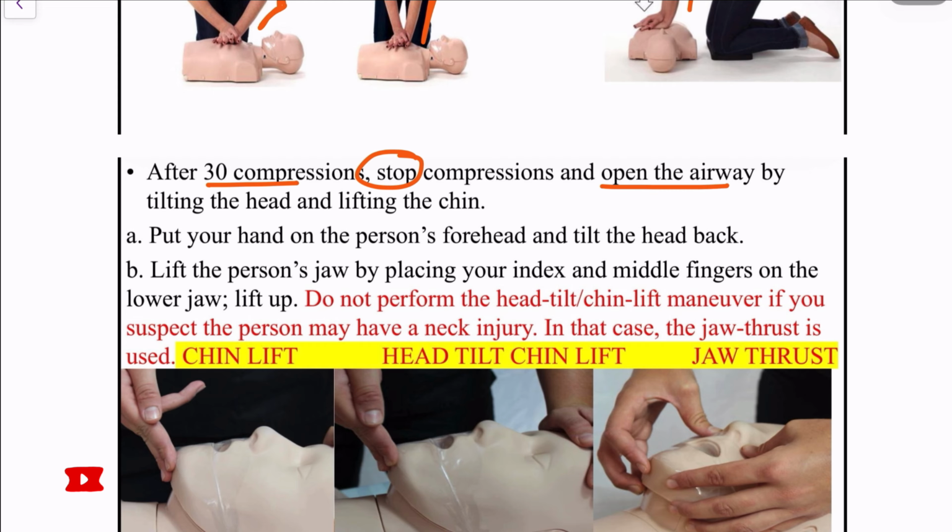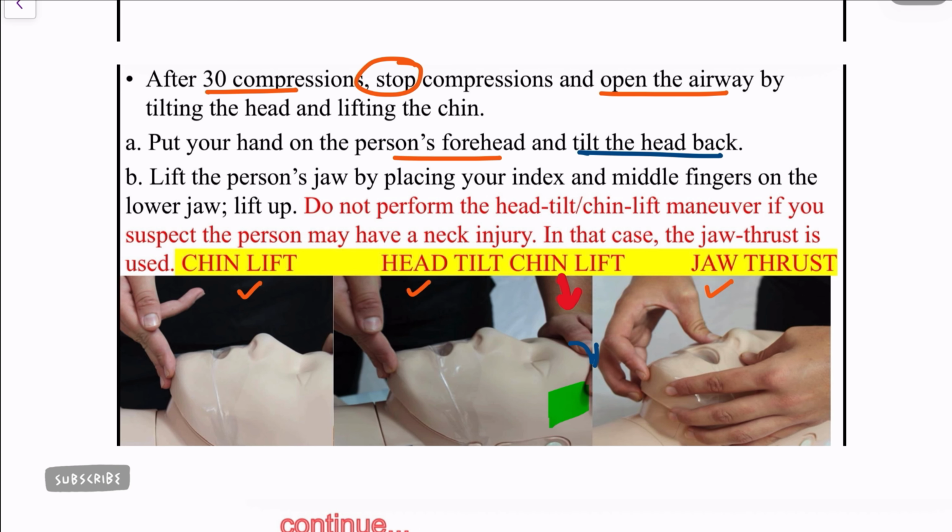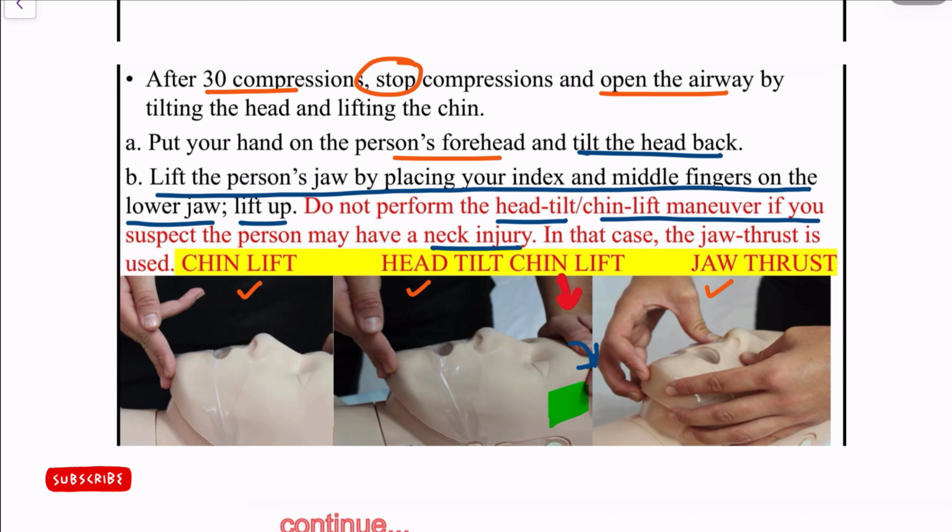Now we will learn how to give a breath, how to open the airway. The opening of the airway is done by the head tilt chin lift or jaw thrust. Put your hand on the person's forehead. In this picture, you can see the person has put his hand on the forehead. By putting the hand over the forehead, the head is tilted backward. And lift the person's jaw by placing your index finger and middle finger on the lower jaw and lift up. Do not perform the head tilt chin lift maneuver if you suspect a neck injury. If a cervical spine injury or neck injury is present, there is no need of doing all this.